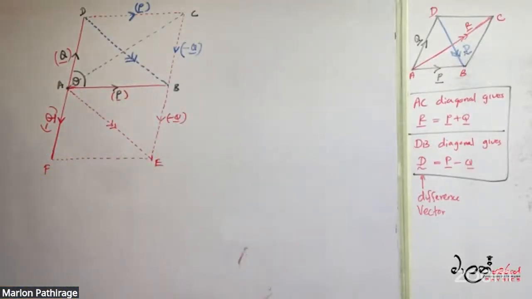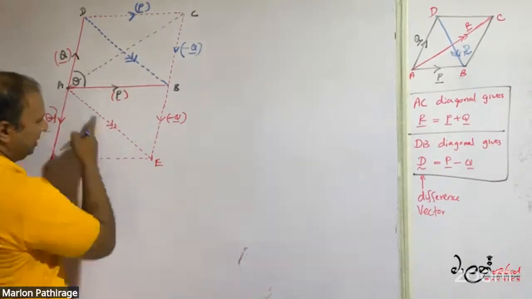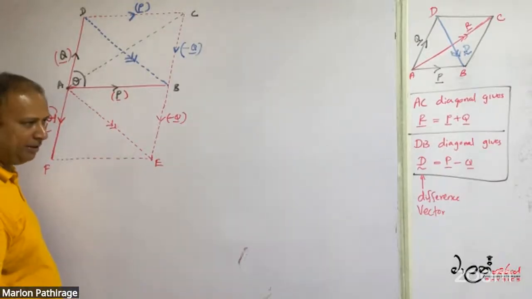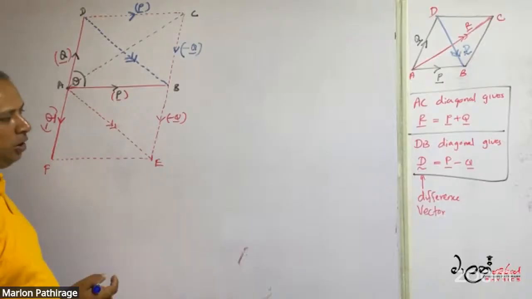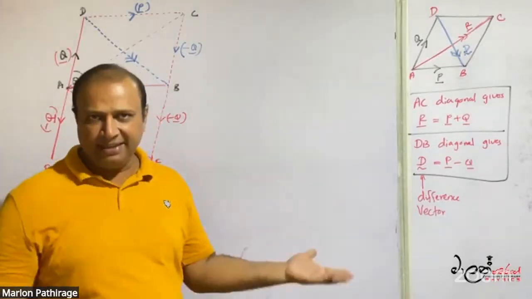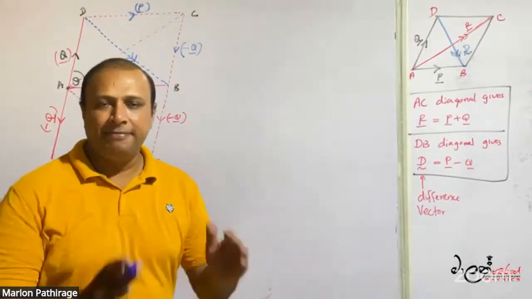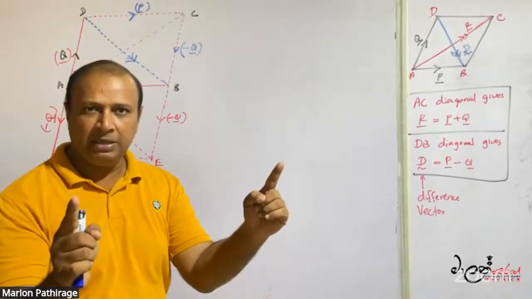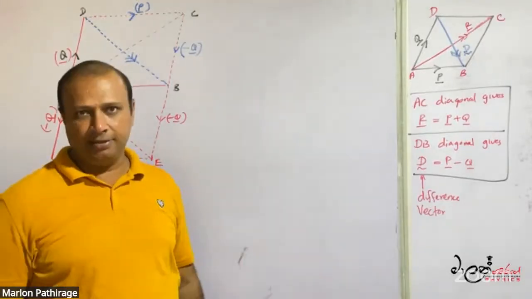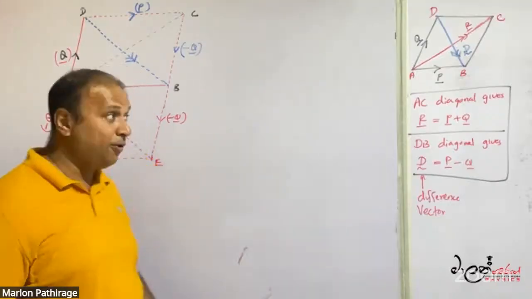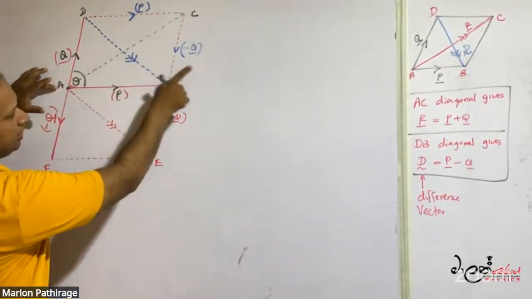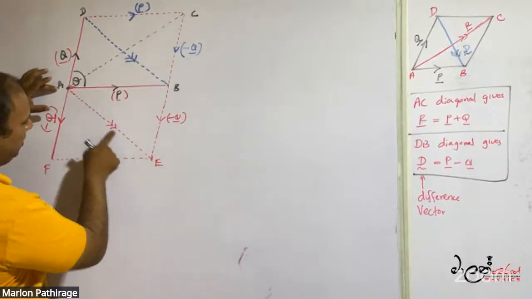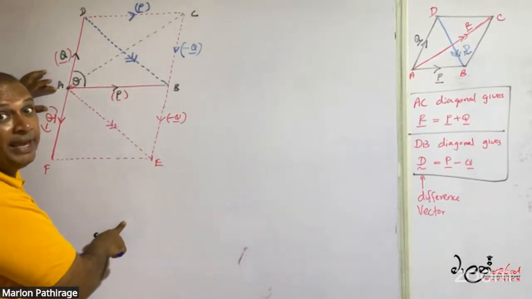Look at this one. Now we can take the magnitude. How to take the magnitude? Magnitude means the AE length. The magnitude of P minus Q means the AE length. Remember this one: the magnitude of a vector is equal to the length of that line segment. Therefore, the magnitude of P minus Q should be equal to the AE length.